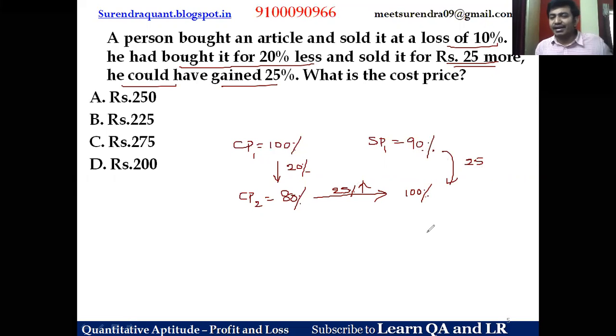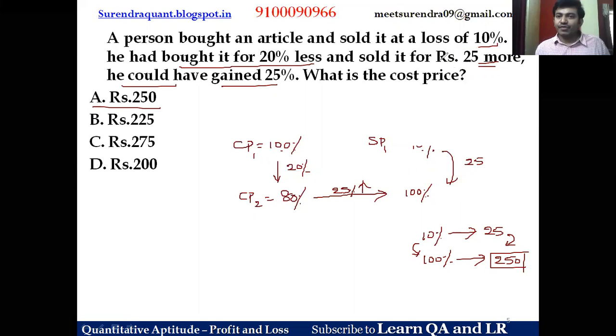What matters is the difference only, right? So if the 10% difference of SP is 25 rupees, our CP1 is 100%. So the actual cost price is 100%, right? So friends, this is 10 times. So 250 is the cost price. So we are doing a simple method. What is the method? Let me review this.